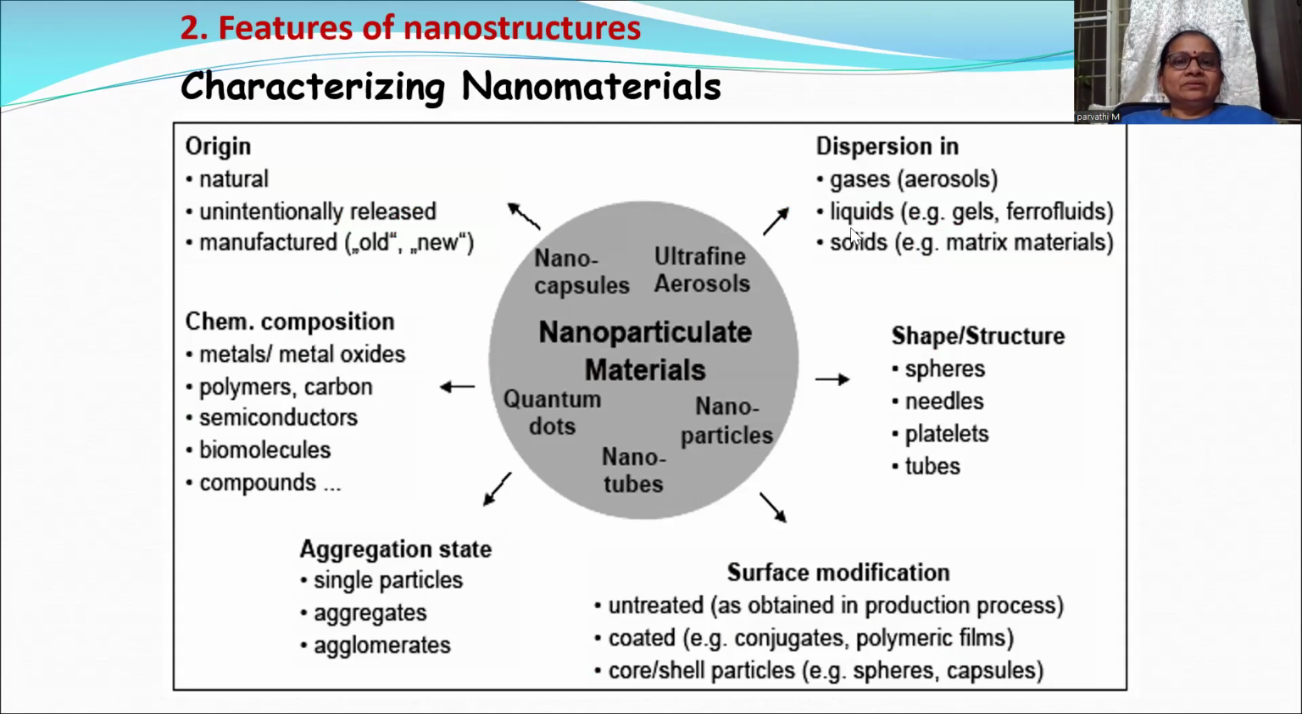Now some more features of nanostructures. Based on these properties and features, we can categorize nanomaterials. For example, the center one, nanoparticulate materials. If you take nanoparticles of the type of ultrafine aerosols, nanocapsules, quantum dots, or nanotubes, everyone is a matter of nanometer distance: 20 nanometers, 10 nanometers, less than 10 nanometers. Based on those differences itself, you can find various applications.